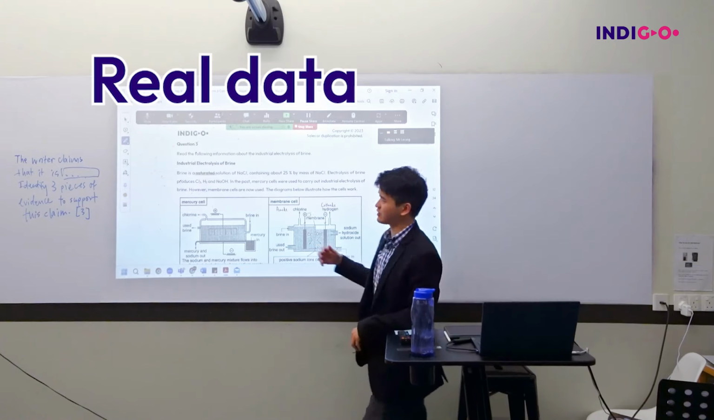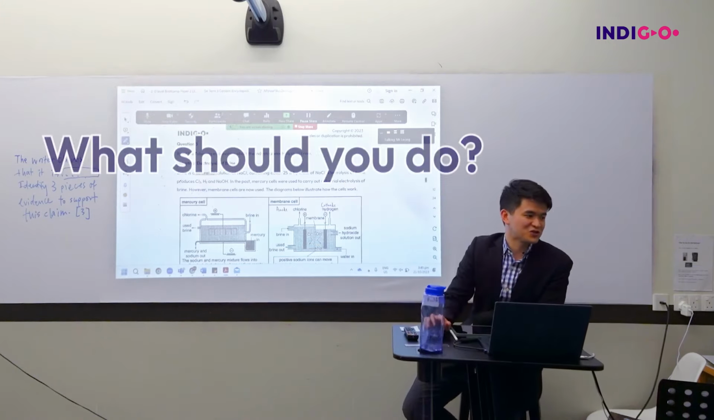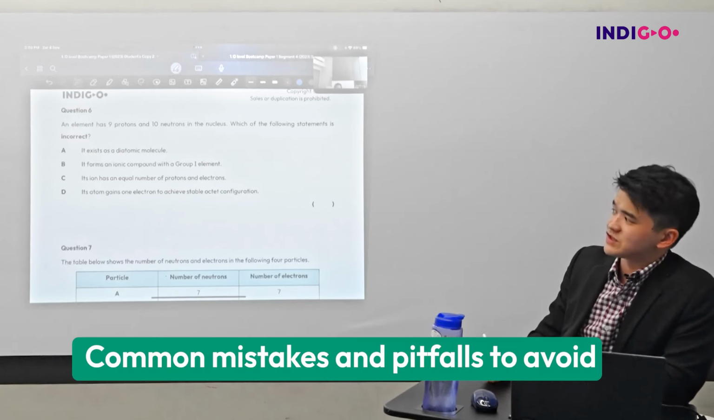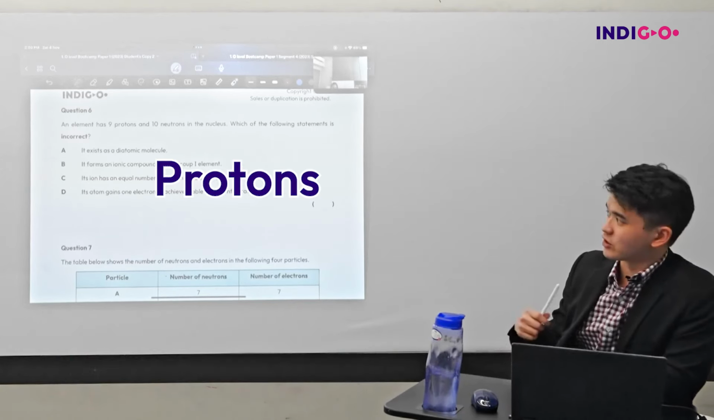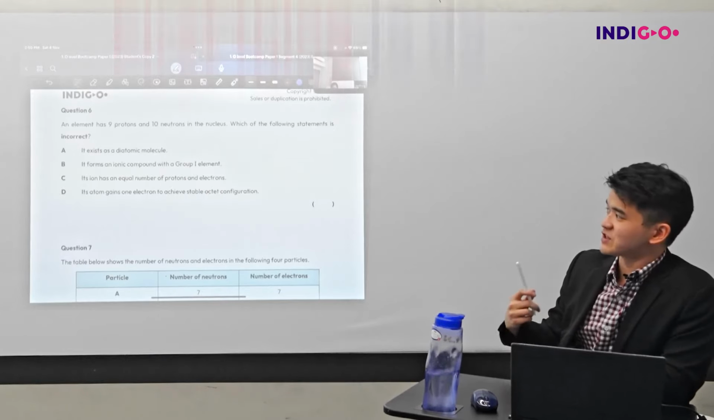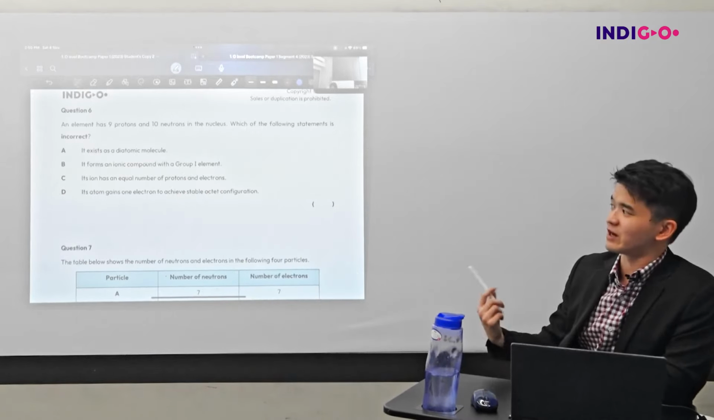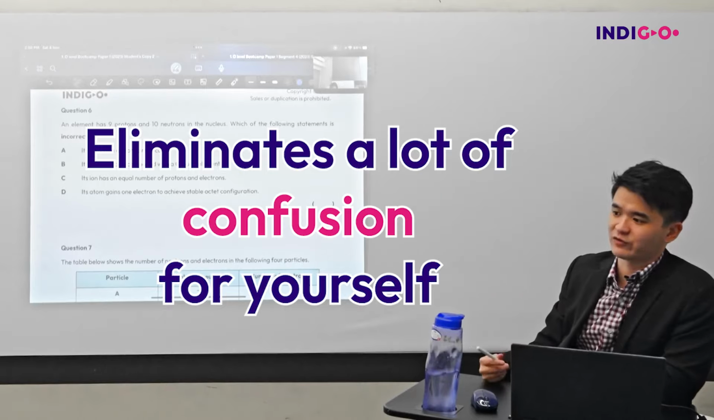That is a real data response question. When you do data response, what should you do before you even read? If I were you, whenever I see this kind of question where they give you information on the protons or electrons or mass or whatever, right? First thing to do, check your periodic table and tell yourself what element this is, okay? Eliminates a lot of confusion for yourself.